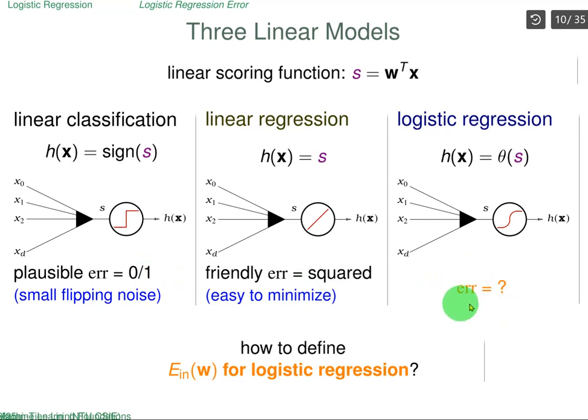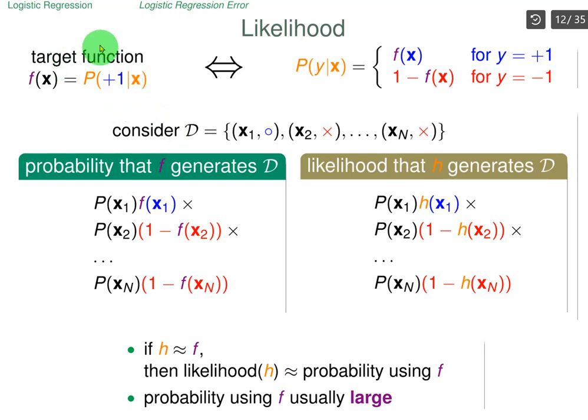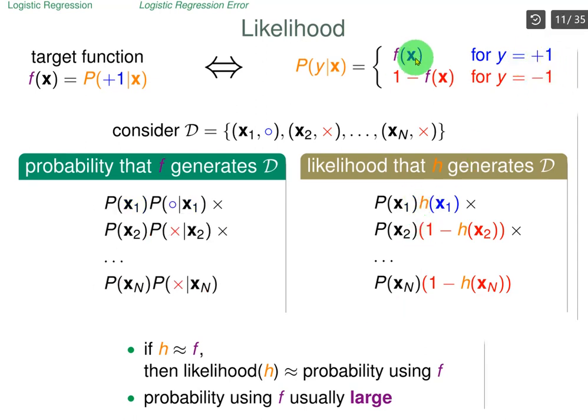Our next step would be defining the in-sample error, or error function, for logistic regression. To derive it, first let's talk about the target function itself. We said that the ideal target function is actually a probability distribution: the probability of having a heart attack in our case, given data. We can write this down for two cases. For example, the probability of y given x, where y could be +1 or -1 for a binary classification task, right? Assuming that the target function is f of x for y equal to +1, then we can easily write it down as 1 minus f of x for y equal to -1. This is our target function.